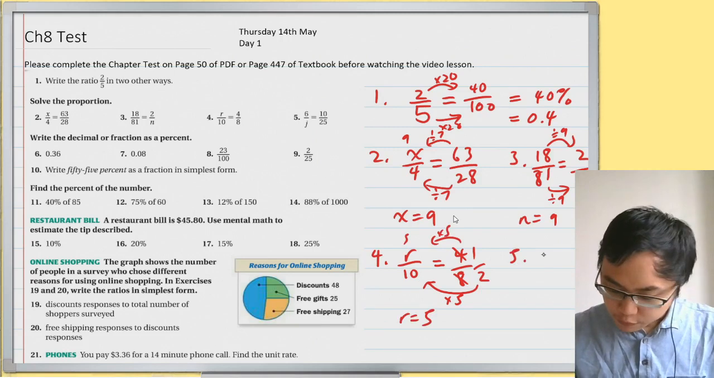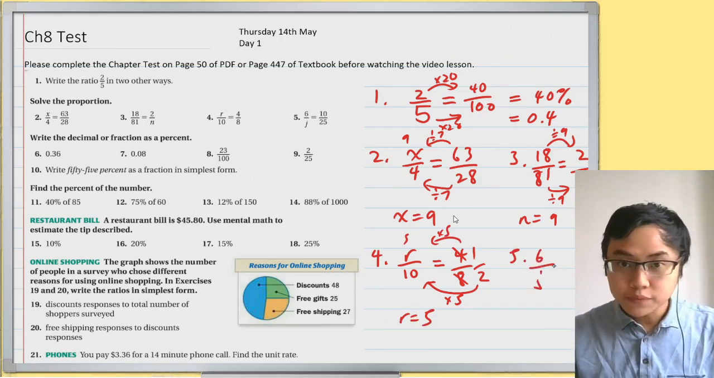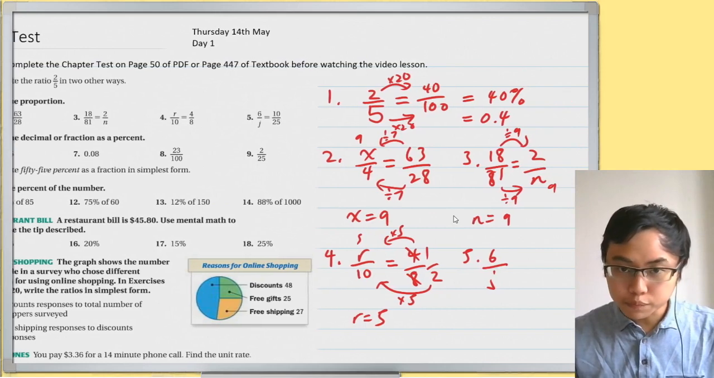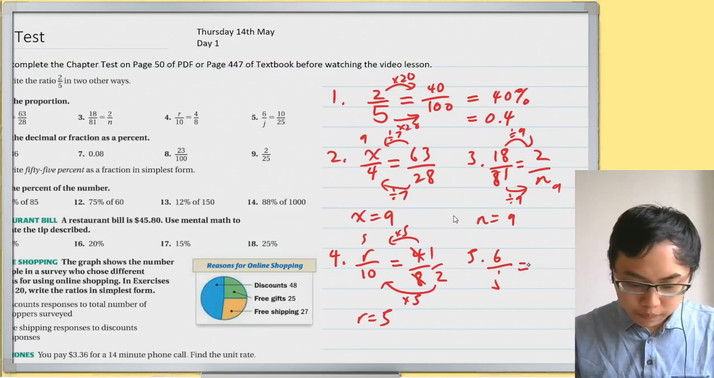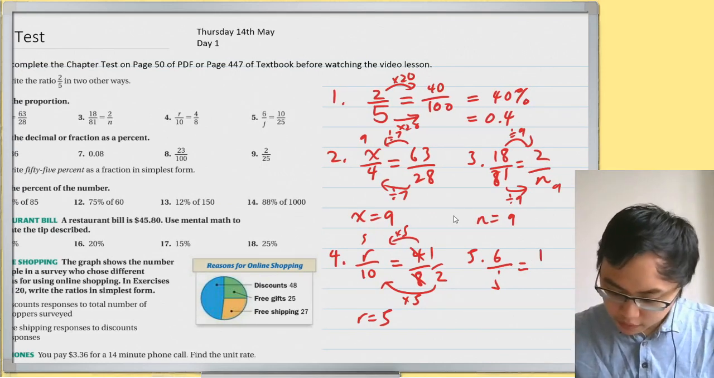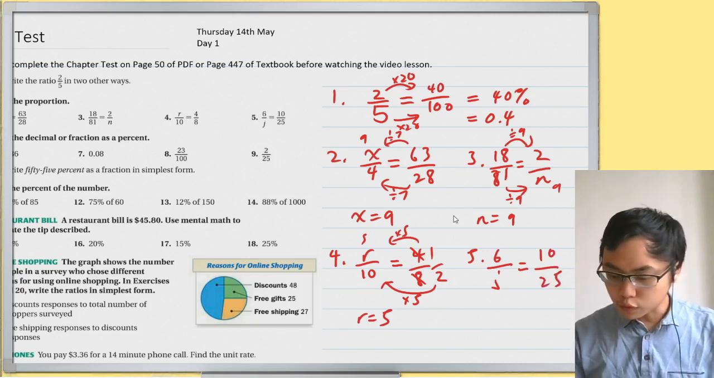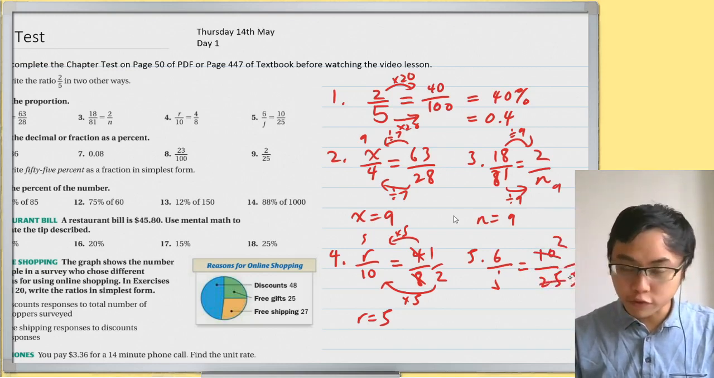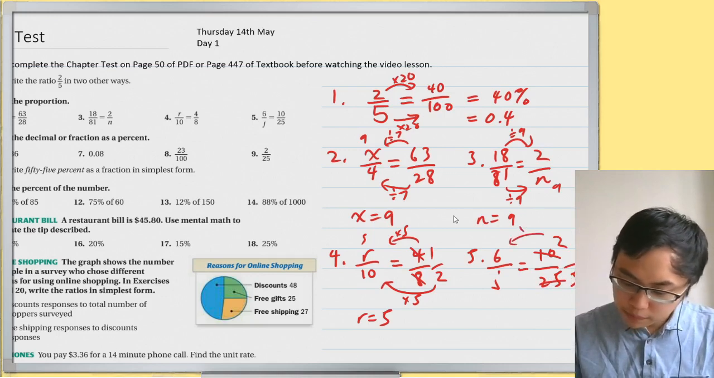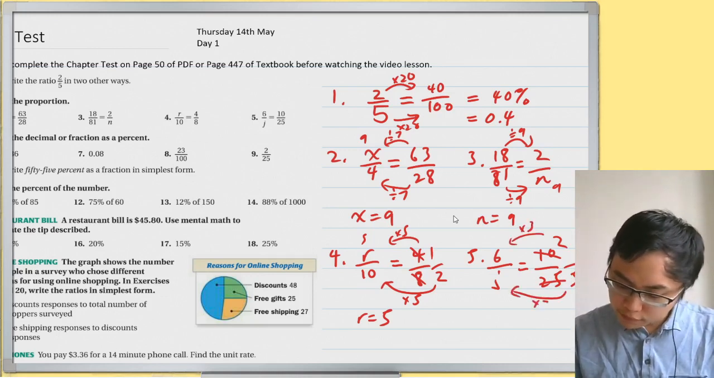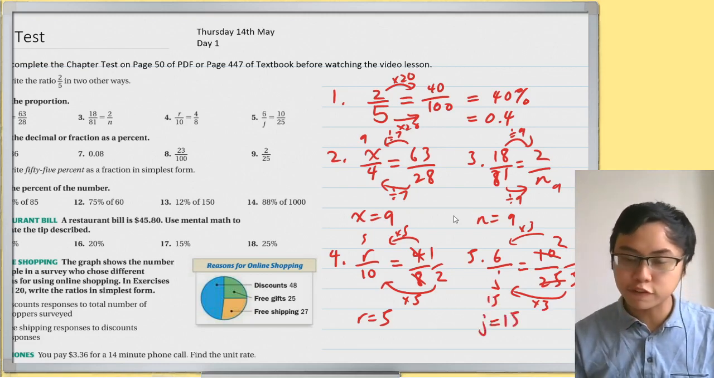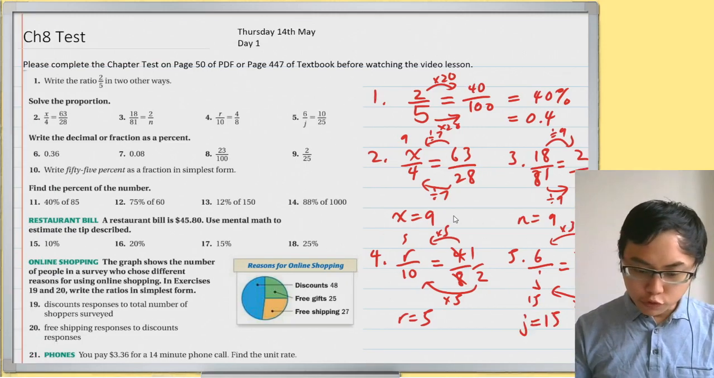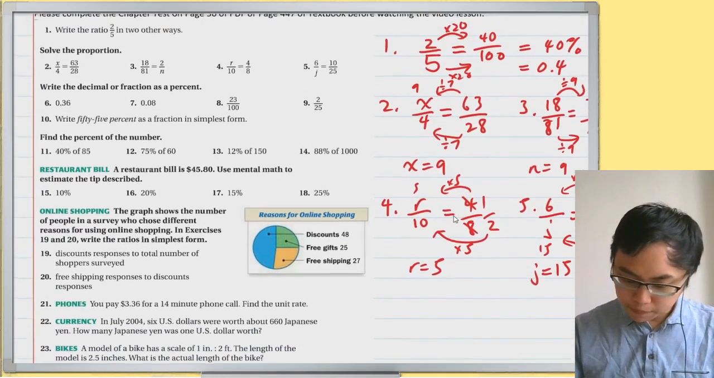Question 5, we have 6 over j is equal to 10 over 25. So I can reduce this, divide top and bottom by 5. That's going to be 2 over 5. And then 2 over 5, how do I get 2 to 6? That's going to be times 3. And so 5 times 3 will give me 15 over here, which means that j is equal to 15. Moving on to question 6 now.